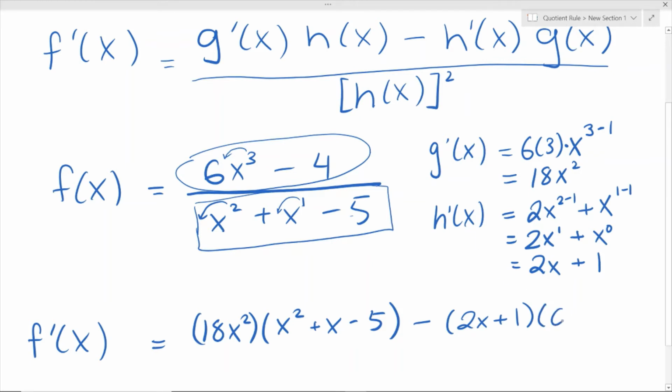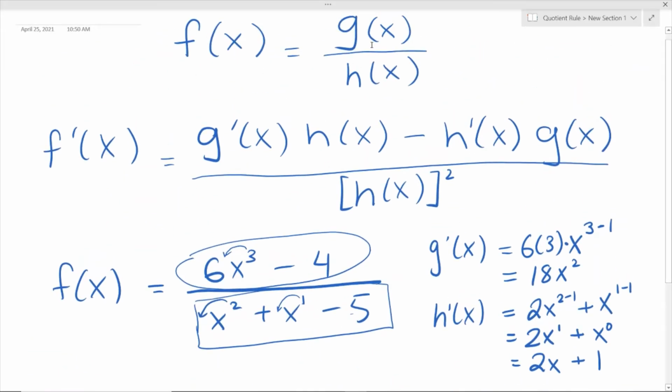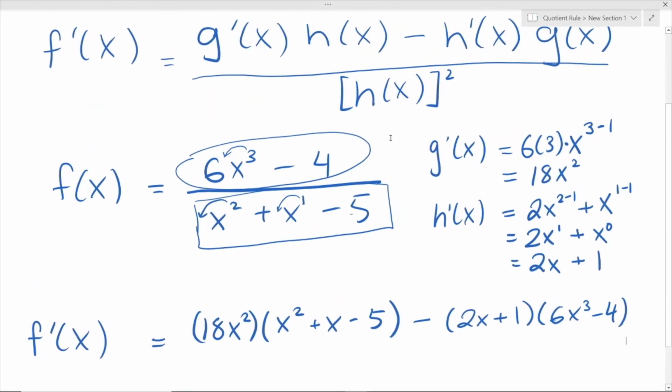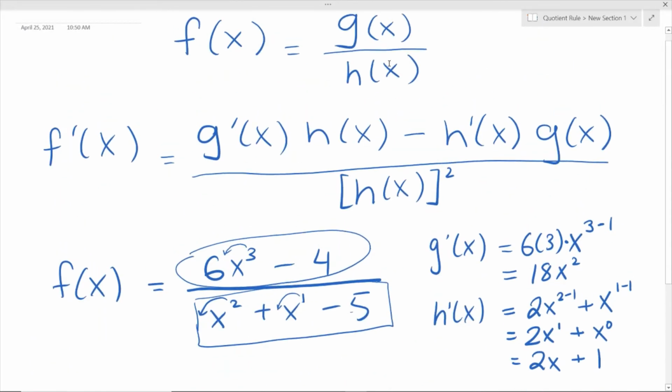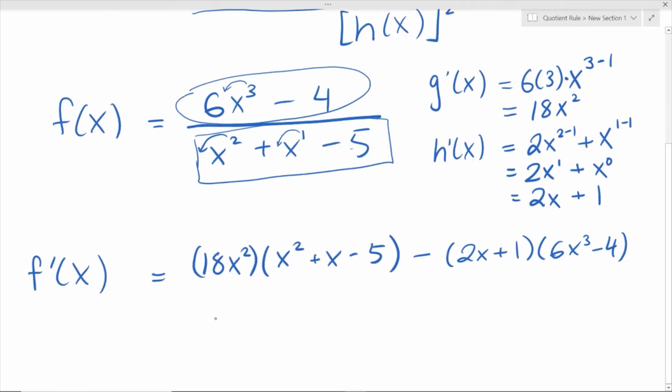G of x is the numerator from the original function as shown here, because this function has this format. So g of x is at the top, right here, corresponding. Now, h of x is what is in the denominator right here, because this here corresponds to this, right? This was the function corresponding to this form. So the denominator is x squared plus x minus 5. So this is h of x. So I'm going to square the denominator, just taking this and squaring it.